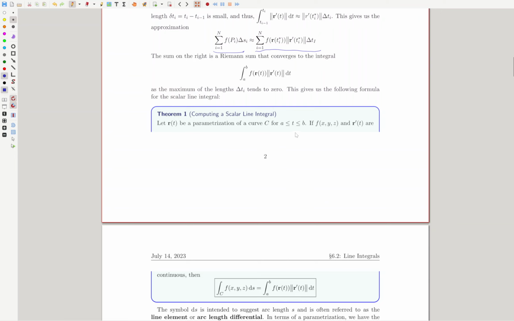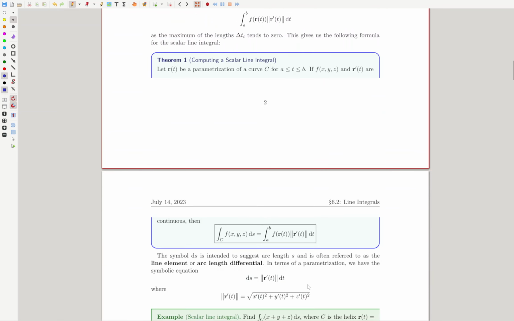So if you have a parameterization r of t running from a to b, then the way you compute a scalar line integral in practice is that you plug your parameterization into the function, and you also need to take the derivative of the parameterization and take the magnitude. And then you take the integral of the product.